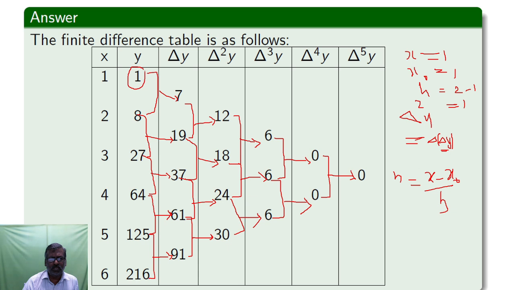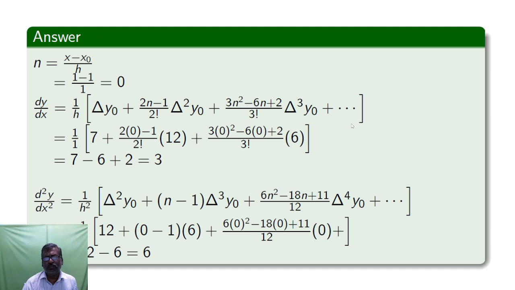If possible, you can write it. Second is delta y naught. Third one is delta squared y naught. Fourth value is delta cube y naught. Then delta power 4 y naught and delta power 5 y naught are 0, so you don't bother about them. For the remaining, you write the formula. So up to delta cube you are going to write the formula. Okay, so I write this formula here.